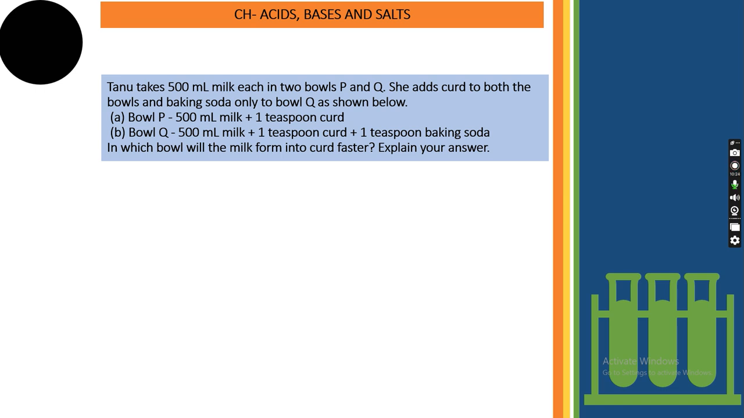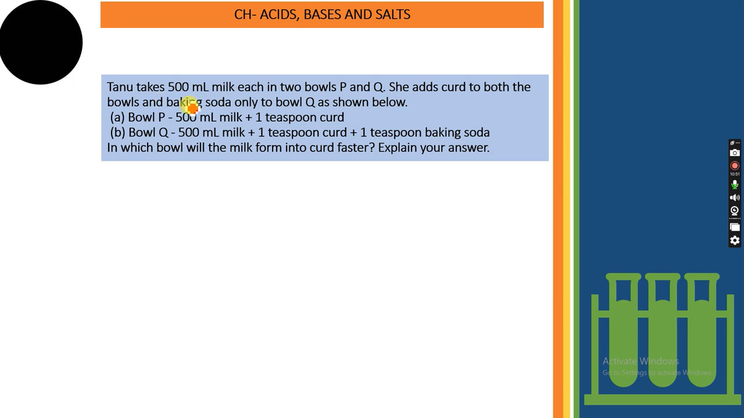Now this is relating to your curd. How do you make curd from milk, how can you form curd from milk? With the help of bacteria, lactic acid bacteria. So this bacteria releases lactic acid. As a result, milk becomes acidic and turns into curd, right? So based on that logic and concept you have to answer this.